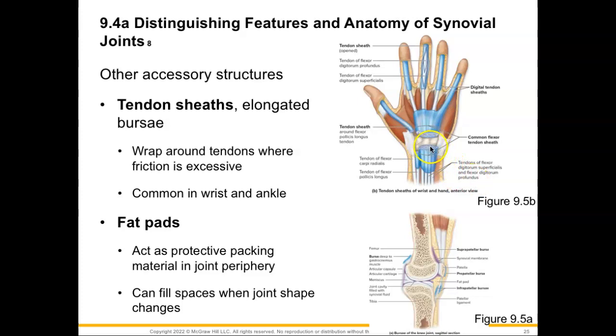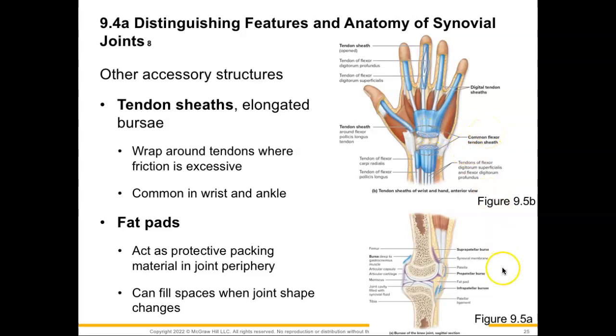So you can see 8 tendons right in here, which are going to go to our fingers, and there's going to be a lot of friction there, especially because some of these tendons overlie others. And so these tendon sheaths are really helpful, and we're going to find them in areas of the wrist like we see here, or in the ankle.